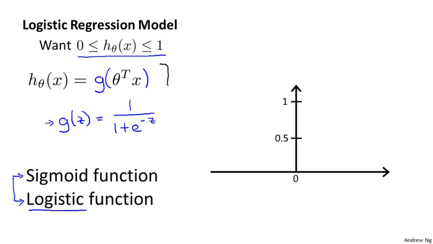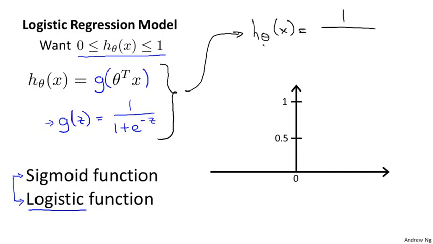If we take these two equations and put them together, here's an alternative way of writing out the form of my hypothesis. I'm saying that h of x is 1 over 1 plus e to the negative theta transpose x. All I've done is take this variable z, a real number, and plug in theta transpose x, so I end up with theta transpose x in place of z there.